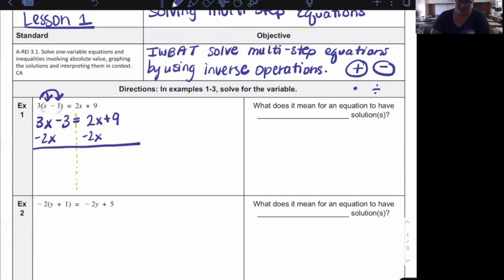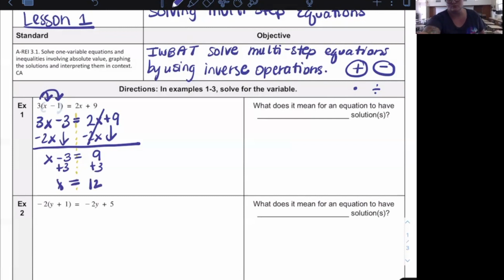So 3x minus 2x becomes 1x, or just x. We didn't do anything with the -3, so we leave it alone. 2x minus 2x on the right side cancels, it becomes 0. And then we want to bring the positive 9 down. Now, the only thing keeping the x from being alone on the left side is that -3. How do I cancel -3? I add 3 to both sides. So x is equal to 12.